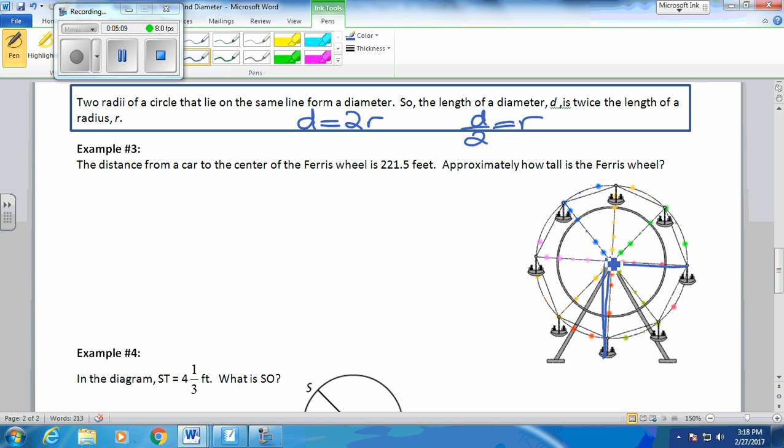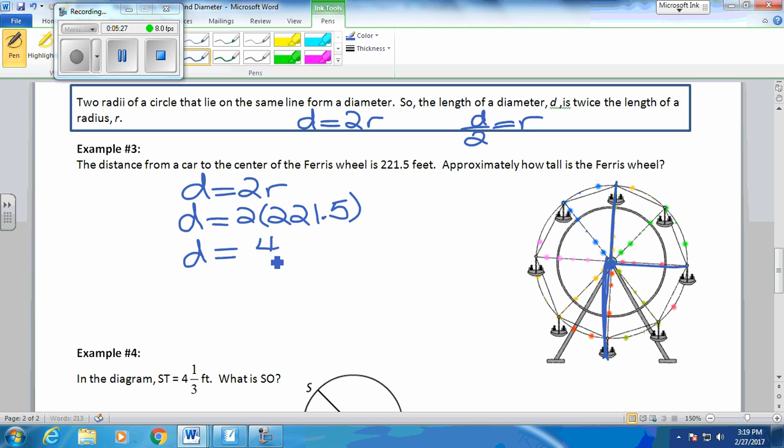So if this is one radius, here's another radius, we would say the relationship of d equals 2r would help us figure this out. If we know that one radius is 221 feet, I'm going to substitute that in place of my r. I go through and I multiply, and I'll get 443 feet. And again, it's approximately because I know that the carts, as they go around the Ferris wheel, kind of move differently.